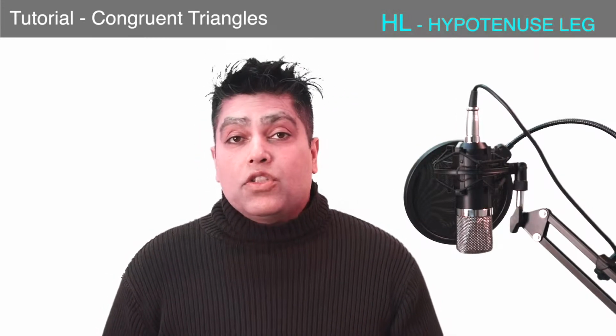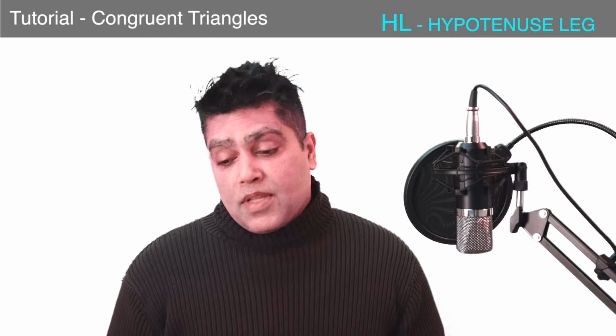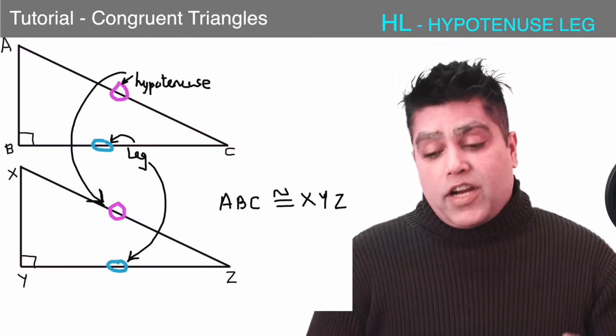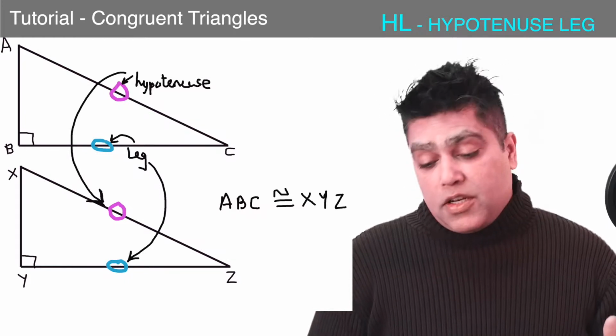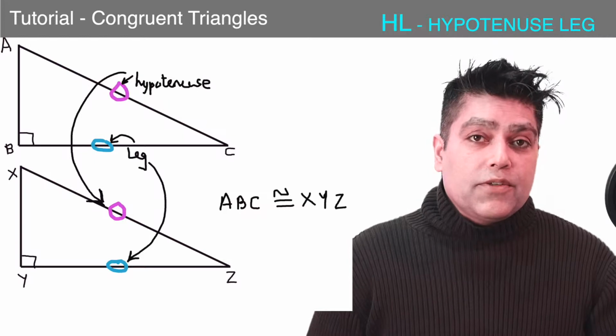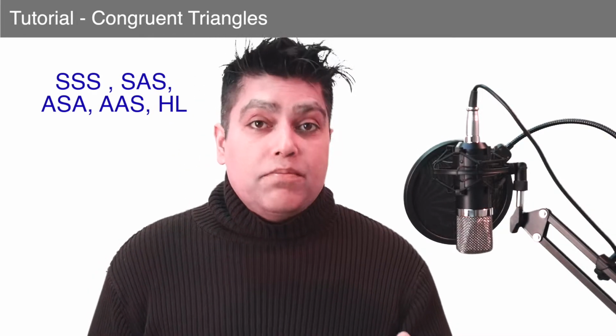And finally, let's talk about the HL, or hypotenuse leg postulate. This states that if the hypotenuse and leg of a triangle are congruent to the hypotenuse and leg of a second triangle, then the two triangles are congruent. Okay? So to recap, we went through 5 different types of congruence, namely SSS, SAS, ASA, AAS, and HL. Okay? Now let's take a look at some problems.